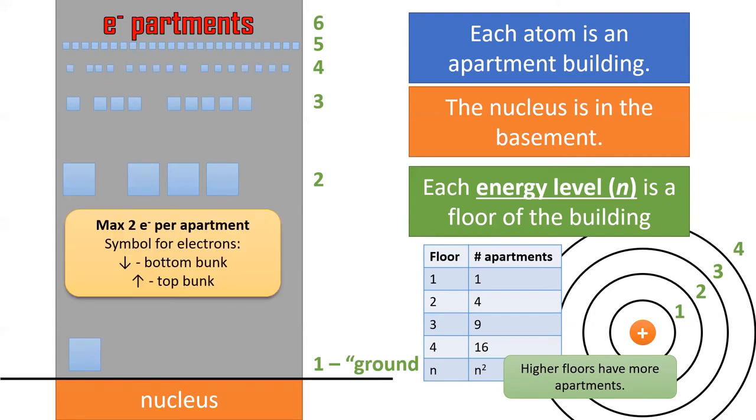Each apartment has a single bunk bed, and so it only fits 2 electrons. One electron takes the bottom bunk, symbolized with a down arrow. The other electron takes the top bunk.